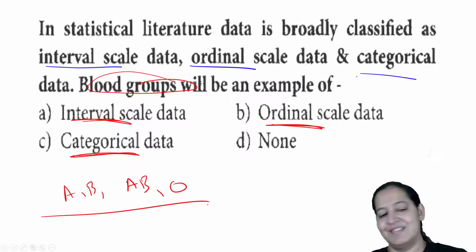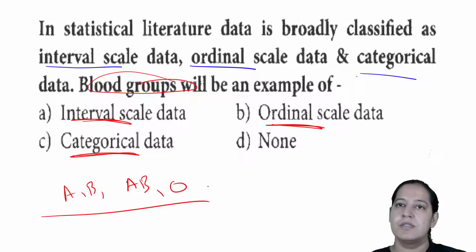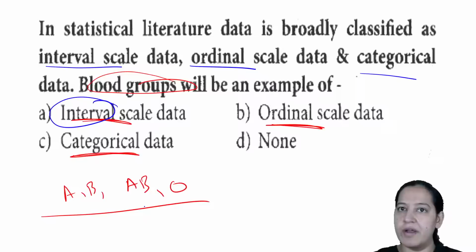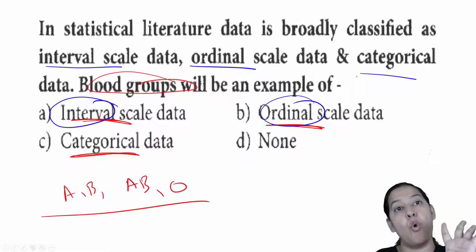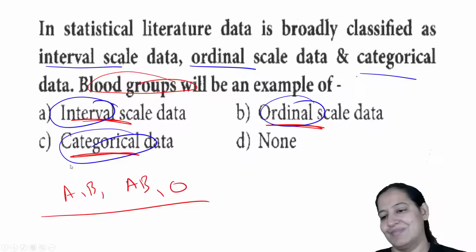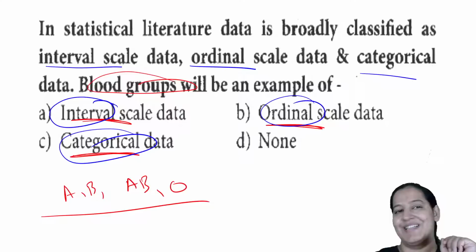So you have four blood groups. Is it an interval scale? Is it some number? If there is a number, take interval. Is it some order? If there is an order, take ordinal. Or if there is neither number nor order, only quality, only names, then take categorical. What will you say? Yes, Martin, this time you are right. Yoga, you are right. Anyone else? Yes, Logesh, you are also right. So the correct answer here is C.